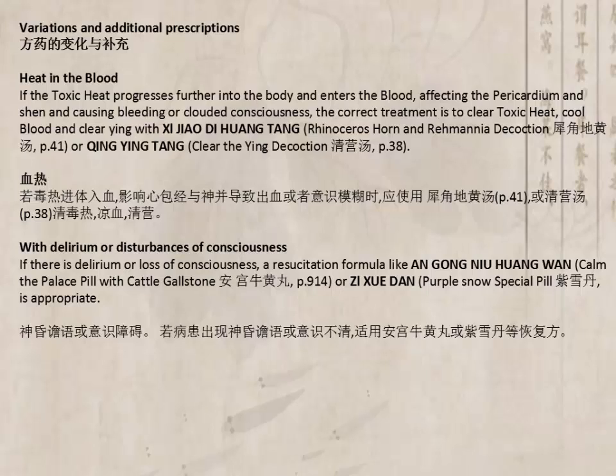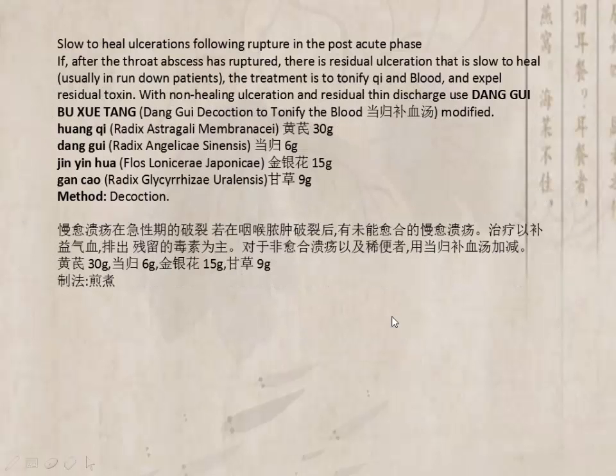Then we have the Shen disturbances, which is also severe heat, basically like coma. I don't know why these are in this section. It's not really a major thought process with sore throat, or painful throat, but in extreme interior heat, we can go into the coma, so we use the Angong Niu Huang Wan or Zishui Dan.